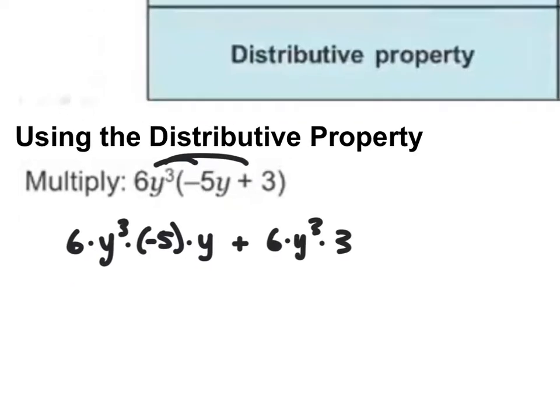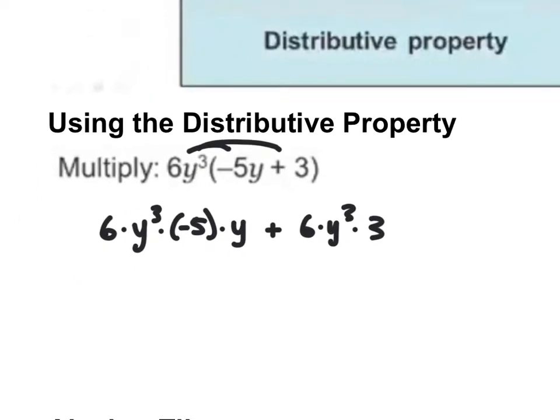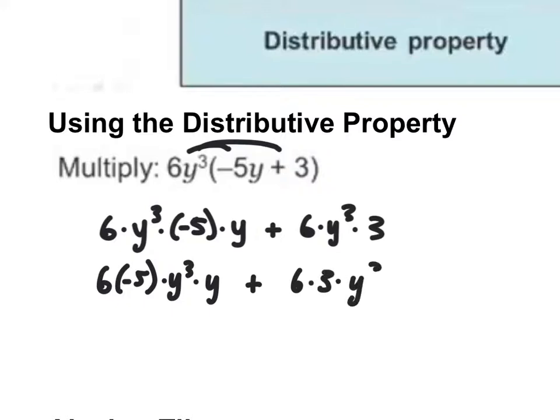Okay, now what I'm going to do is reorder this so that I put all my numbers together and put all my variables together. So I'm going to reorder this and say, okay, I'm going to take 6 times negative 5 times y cubed times y, and then I'm going to add that to 6 times 3 times y cubed.